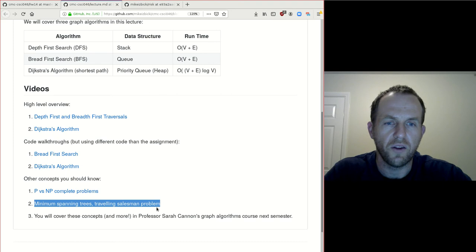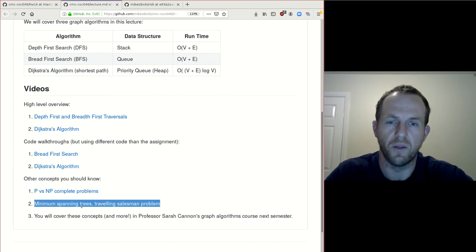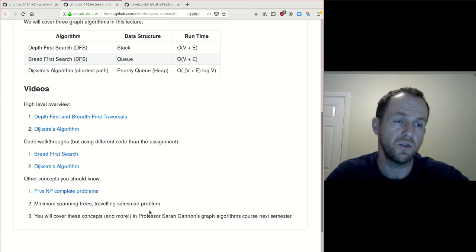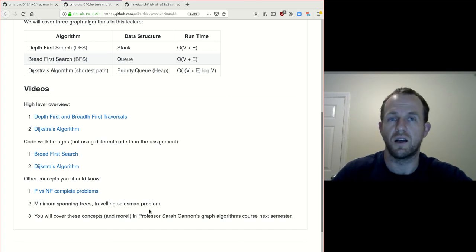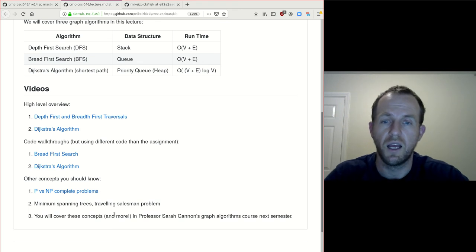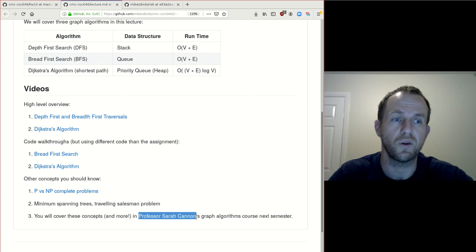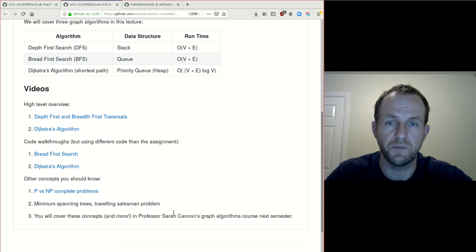Two other very famous graph problems that we're not going to have a chance to cover are the minimum spanning tree problem and the traveling salesman problem. So those are things that I would recommend looking into at some point on your own if you plan on having a career doing computer science programming related things. And again, I just want to really plug Professor Cannon's course for next semester, because she'll be going over all of this stuff in great detail.